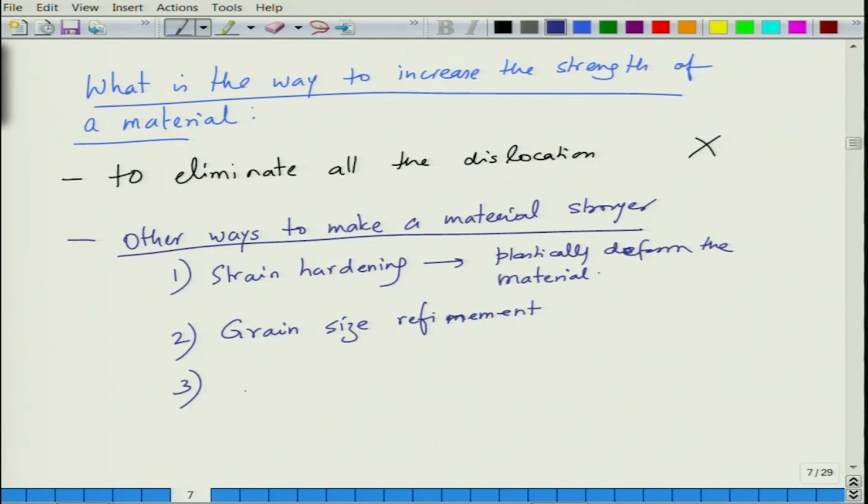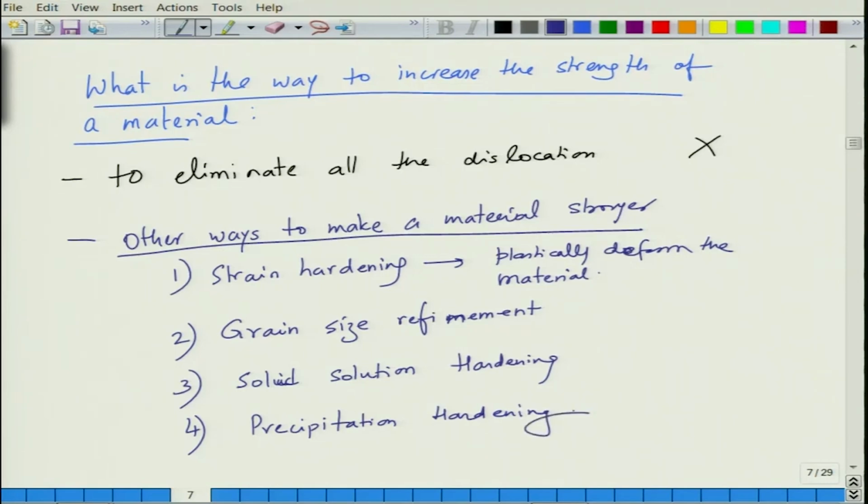The third method of increasing the strength of a material is by doing solid solution hardening, and the fourth way to increase the strength of a material is by doing precipitation hardening. So, these are the four methods by which generally metals are strengthened. When we say materials, generally we are talking in the context of metals. How do we make metals stronger? Strain hardening is nothing but doing more and more plastic deformation.